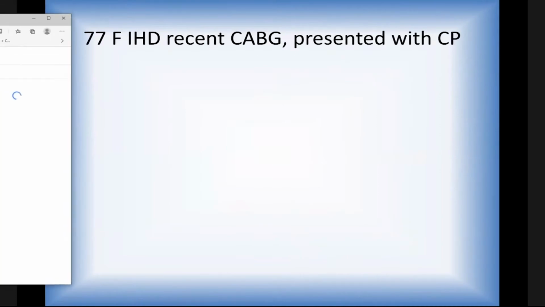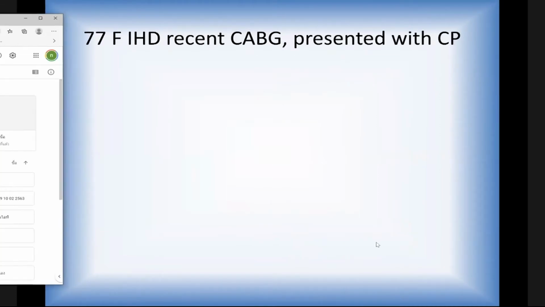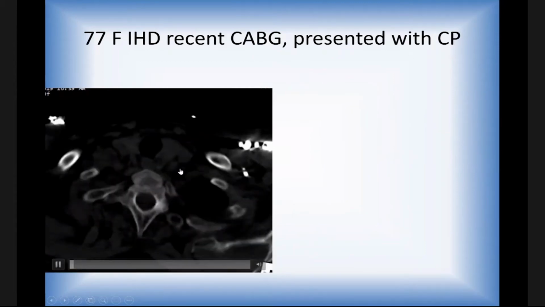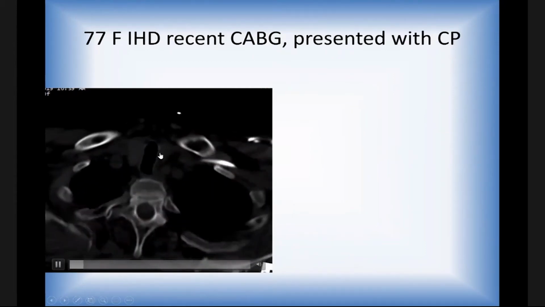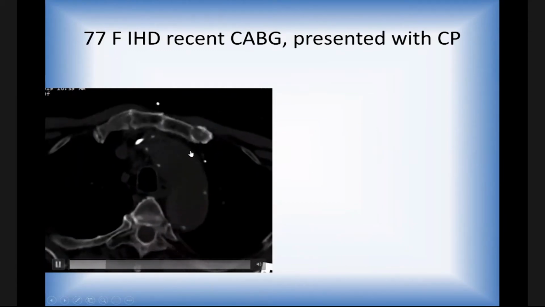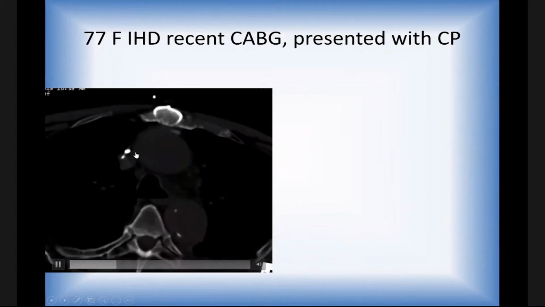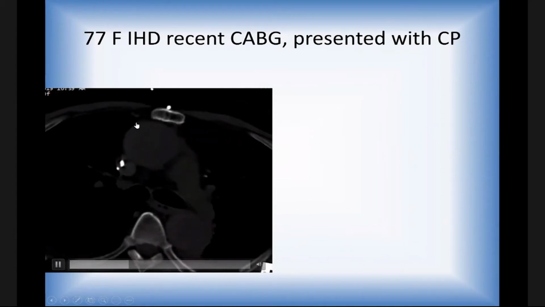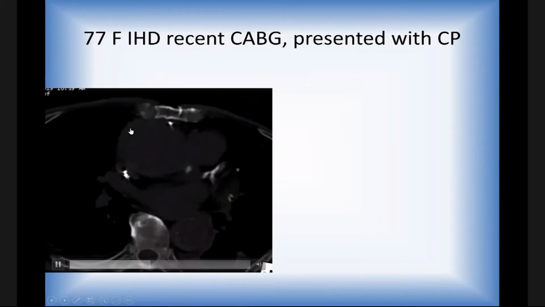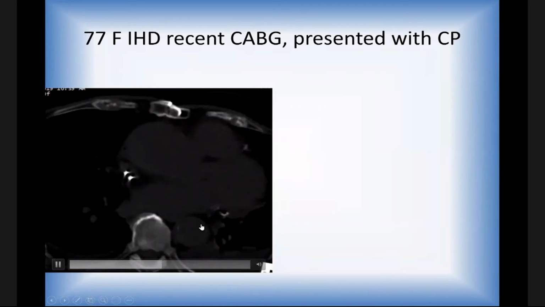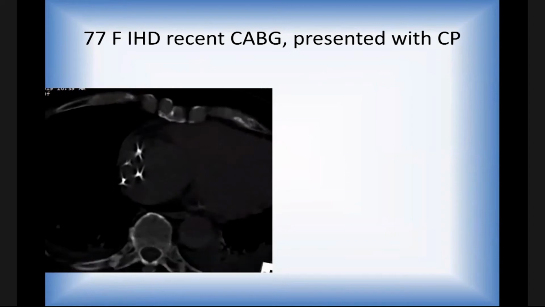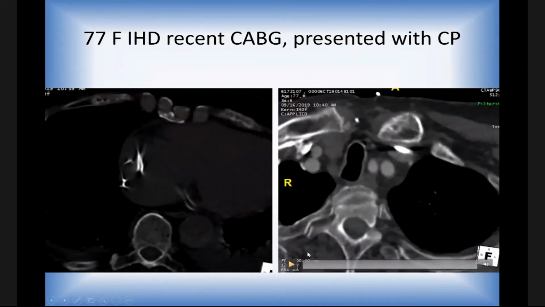And this is a 77-year-old ischemic heart disease patient, recent CABG, presented with chest pain. This is non-contrast. It's a bit dark because I want you to see the intramural hematoma. We start seeing some dense rim of the ascending aorta here, which is big and has a hyperdense rim here, and also here too. And let's look at this same person on contrast, arterial phase.